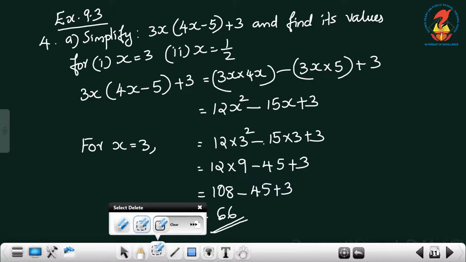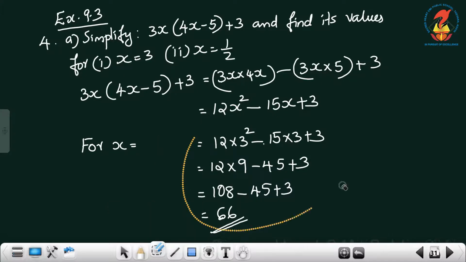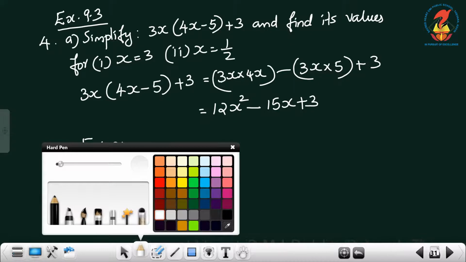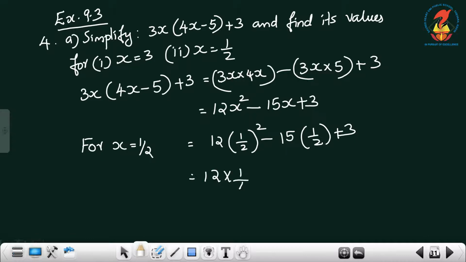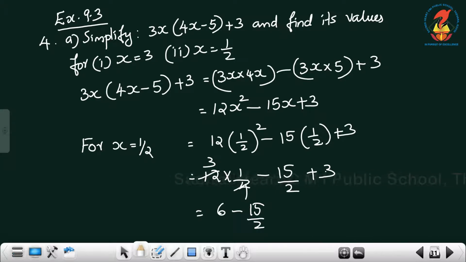Then for x equal to 1 by 2. 12 into (1 by 2) whole square minus 15 into 1 by 2 plus 3. 12 into 1 by 4, minus 15 into 1 by 2 can be written as 15 by 2, plus 3. 12 can cancel 3. Then 3 plus 3, 6. 6 minus 15 by 2. Take the LCM 2. 6 become what? 12 minus 15 by 2 equal to minus 3 by 2.